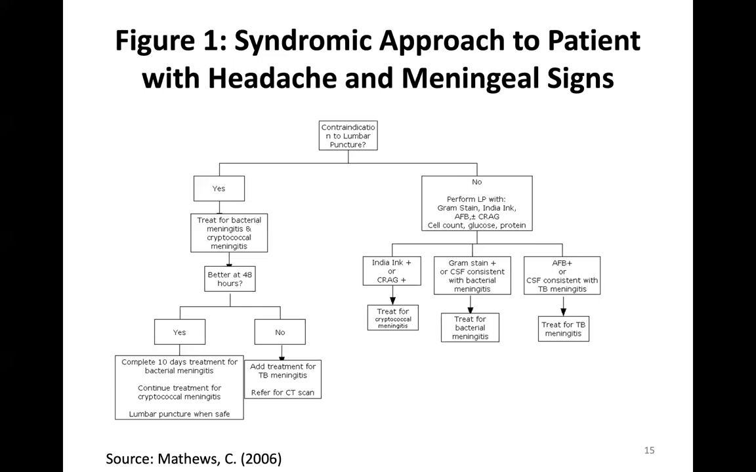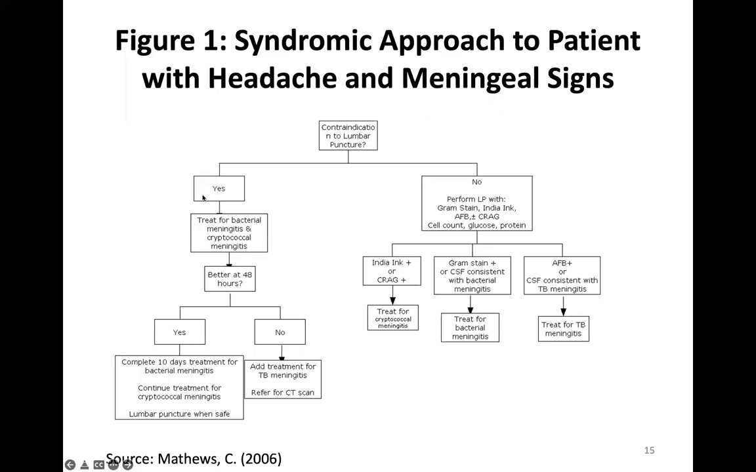So just to take you through some of the important algorithms. How do you approach a patient who presents with a headache and meningeal signs? One is to assess whether there's a contraindication to a lumbar puncture. If you think there is a contraindication to a lumbar puncture, then you have to start empiric treatment and maybe make some referrals for a CT scan, do your blood cultures, then adjust your treatments based on those findings.